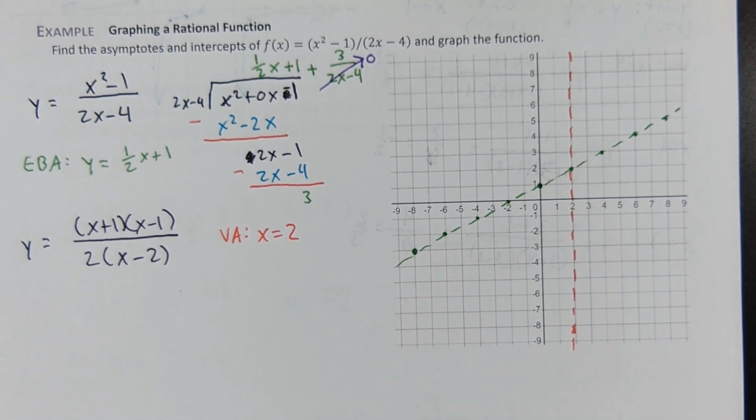Would be nice to have some coordinates, right? We could just start guessing and checking and plugging x values in and connecting the dots. But some important things to know are asymptotes and intercepts.